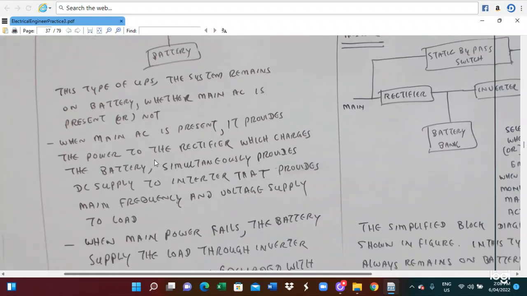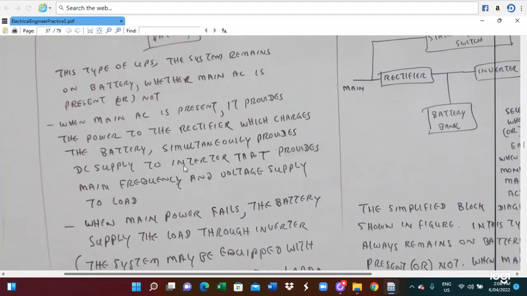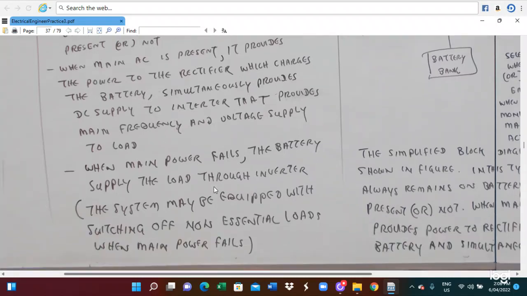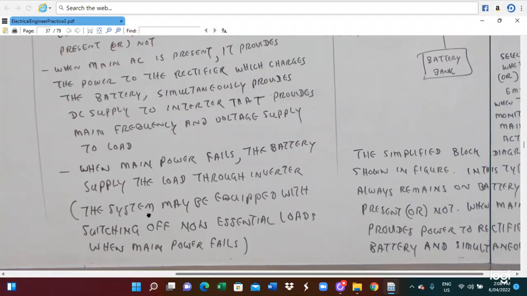When the main AC is present, it provides power to the rectifier, which charges the battery. Simultaneously it provides the DC supply to the inverter, which provides the mains frequency and voltage supply to the load. When the main power fails, the battery supplies the load through the inverter. The system may be equipped with switching off non-essential load when the main power fails. So this is for the connection.